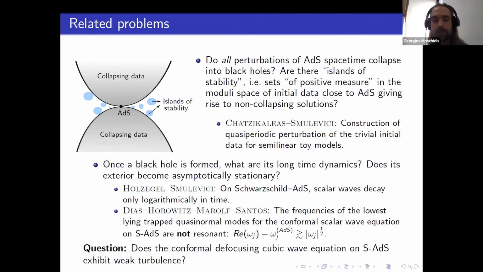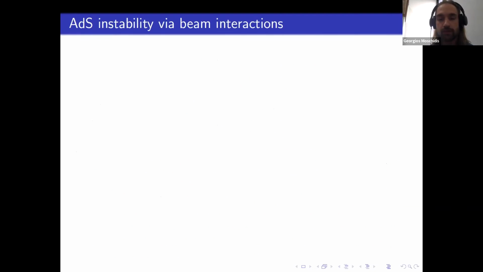This is a very clean equation to study. It has a preserved positive definite energy. And somehow the question of whether this transfer of energy from low frequency to high frequency occurs should help understand the behavior of the Einstein equations.